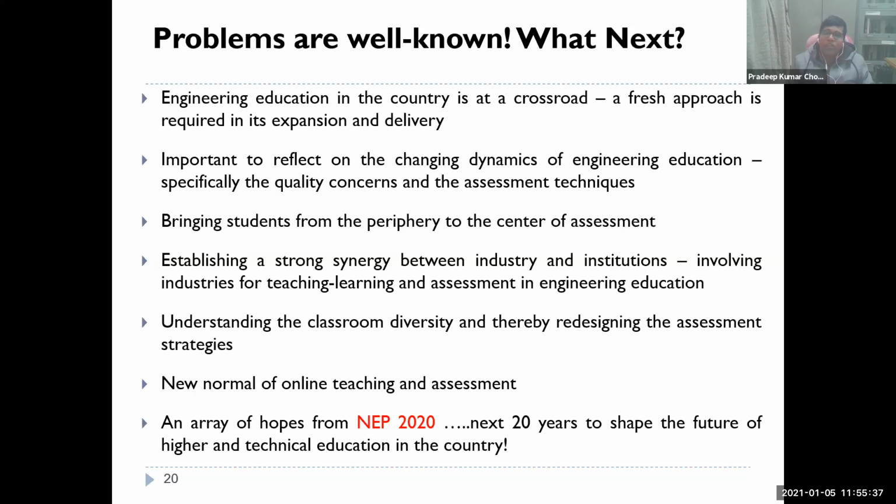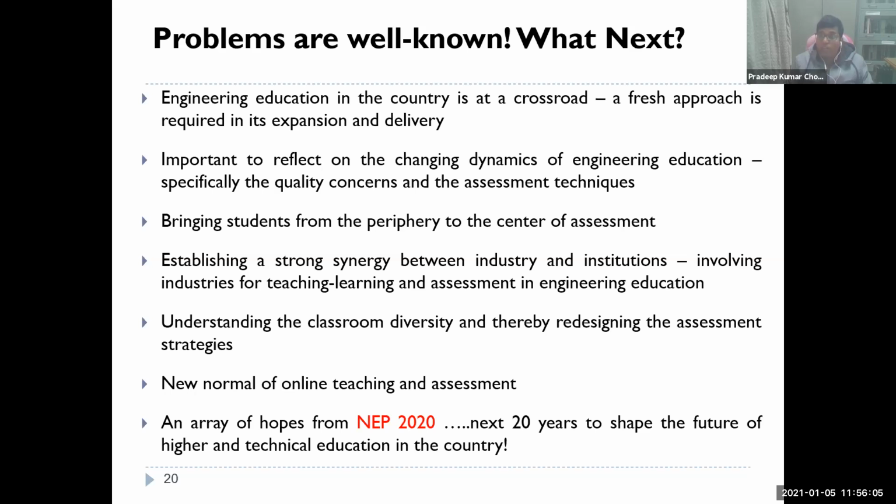Engineering education in the country is at a crossroad. Crisis, crossroad, whatever you say, engineering education has gone through a drastic change, and that needs to be understood from different perspectives. A fresh approach, including a regulatory approach, is needed in its expansion and delivery, which is not common. AICTE should take a big role in reshaping engineering education in the country.